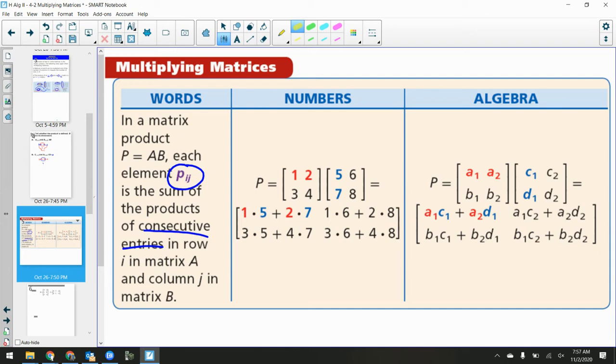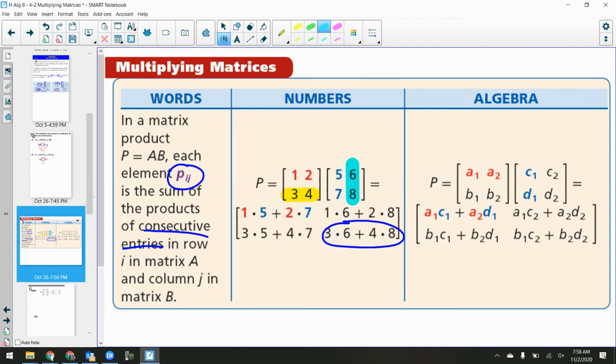Let me show you here. If I wanted to find what entry is that within the product, what's the address of that entry? Row 2, column 2. We would call that row 2, column 2. So think about how we say that, row 2, column 2. That means that we would take row 2 out of the first and column 2 out of the second.